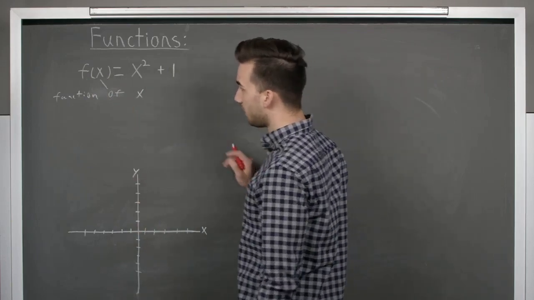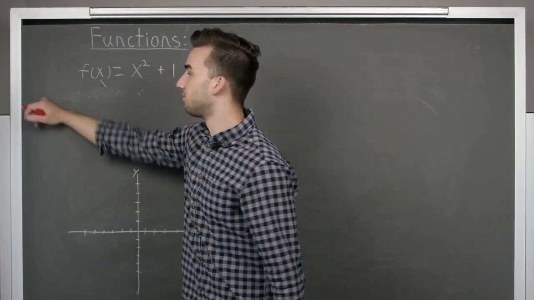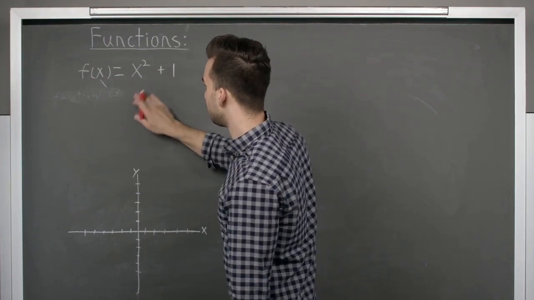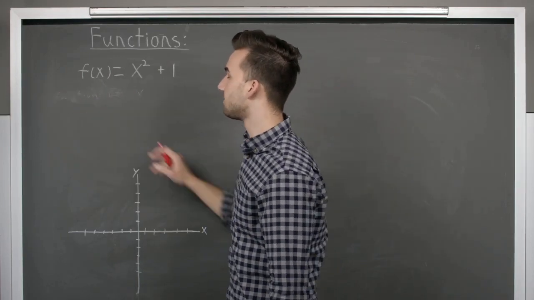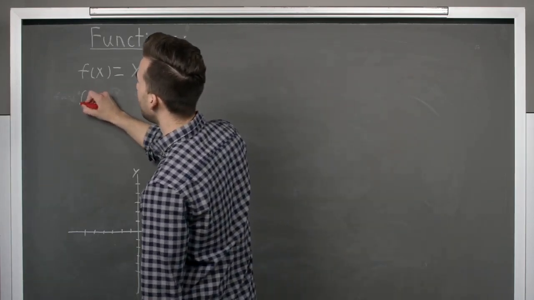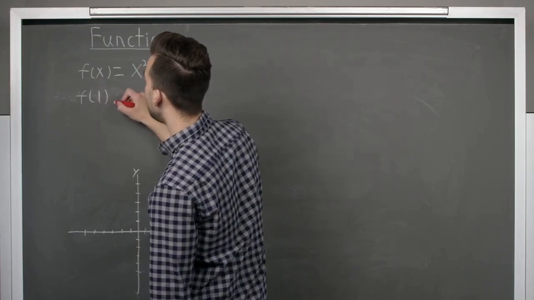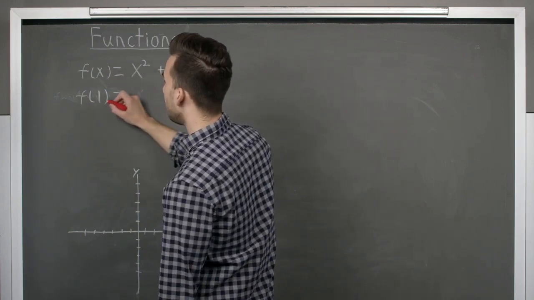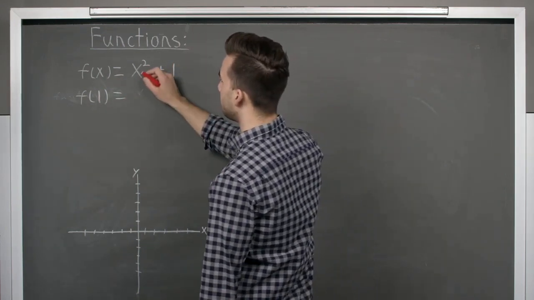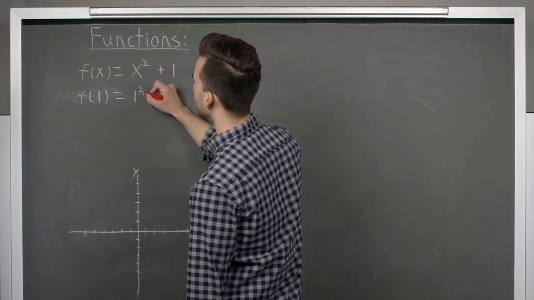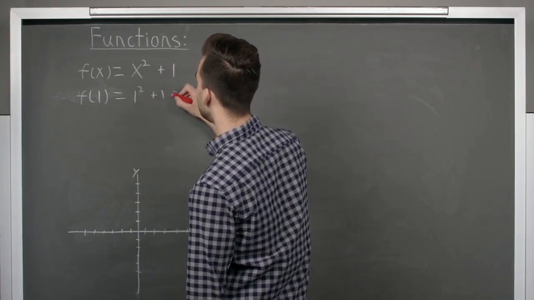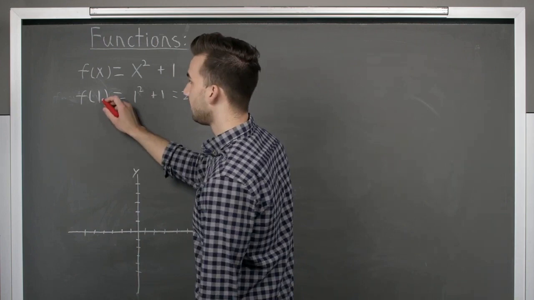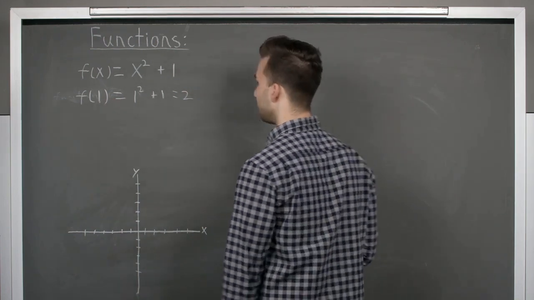And so what we do with our functions is we want to know for whatever value of x we have, what is our function equal to. So let's try that. If we have f of 1 here, so if our x value was 1, what would our function be equal to? We can just plug it in here. So 1 squared plus 1 is equal to 2. So that's what our function is equal to if x is 1.